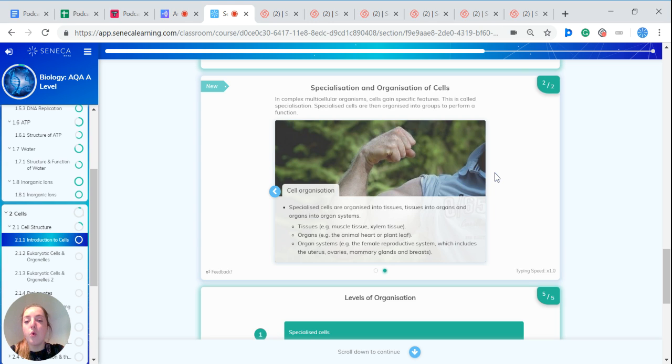Specialized cells are organized into tissues, tissues are organized into organs, and organs are organized into organ systems. Examples of some tissues are muscle tissue in animals and xylem tissue in plants. An example of an organ is the animal heart or a plant leaf, and some examples of organ systems are the female reproductive system. And this system contains the uterus, ovaries, mammary glands, and breasts.